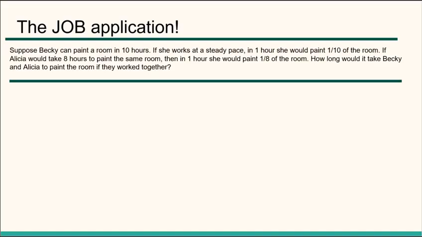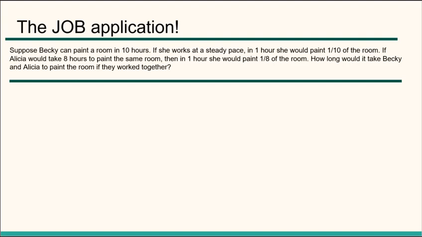So let's look at the job application. Now, suppose that Becky can paint a room in 10 hours. She works at a steady pace, and in 1 hour she could paint 1/10 of the room. If Alicia would take 8 hours to paint the same room, then in 1 hour she would paint 1/8 of the room. How long would it take Becky and Alicia to paint the room if they worked together?